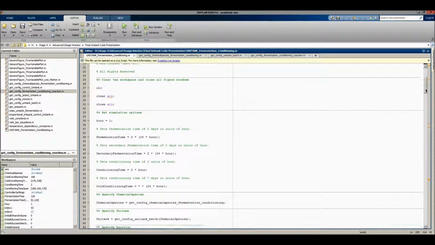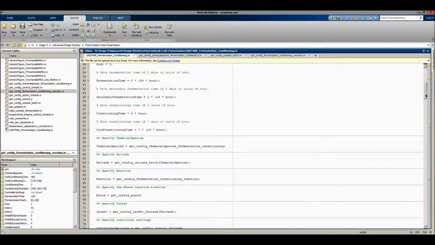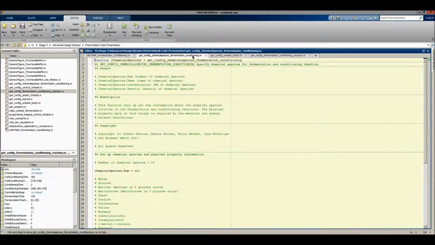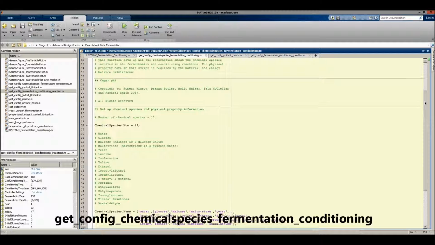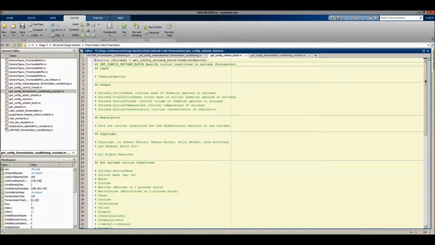The main script is given here. The first step of this code is setting the simulation options for each of the 4 stages. Then functions are called into the main script. The first function is chemical species, which gives a structured array of all 18 chemical species within the unitank and gives parameters of molecular weight and density.